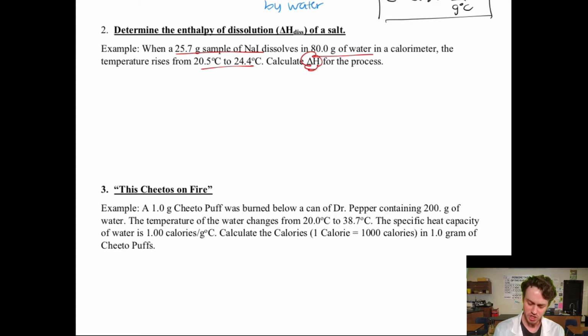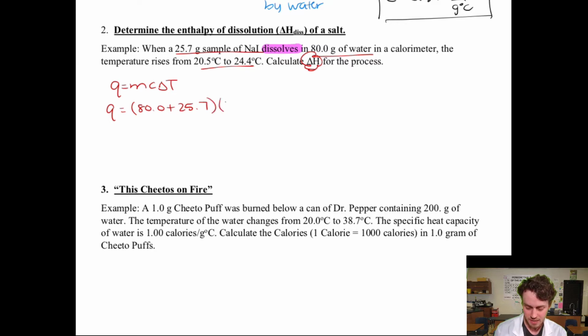So I mentioned this just a second ago, but when I'm doing my Q equals MCAT for my water, I didn't add the metal because it doesn't dissolve. But it says that the NaI actually dissolves in the water, and so I need to include it whenever I'm doing this calculation. So my mass is going to be 80 plus 25.7 grams.